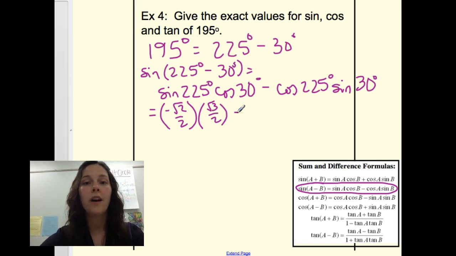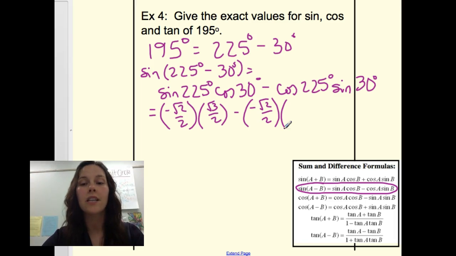Cosine of 225, a multiple of 45 degrees. Sine and cosine are equal at 45 degrees, and cosine is also negative in the third quadrant, so we get negative root 2 over 2. And finally, sine of 30 degrees. Sine is the one that goes in order 1, 2, 3, so sine of 30 degrees is 1/2.